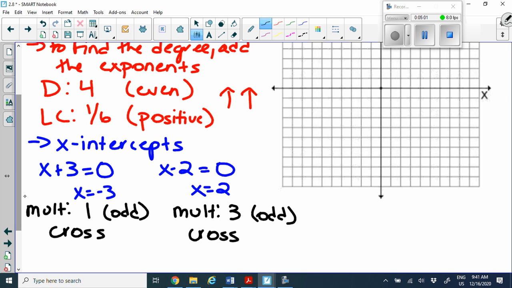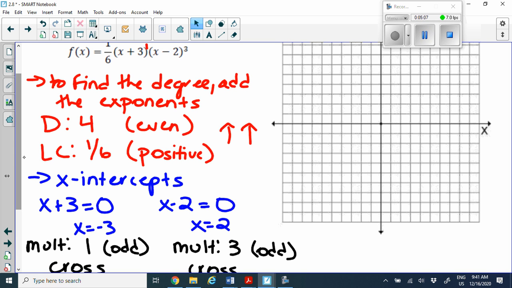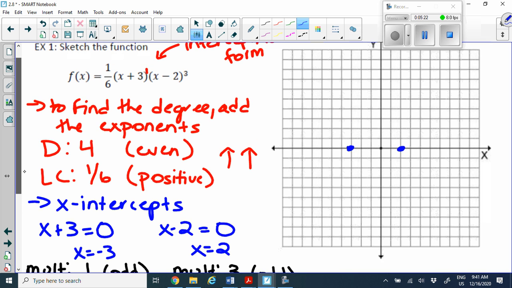So using all of this information, I'm now going to go ahead and sketch my graph. Now, the first thing I'm going to do is plot my x-intercepts. So I have one at -3, and I have one at 2. Okay. So from there, my arrows should both be facing up.